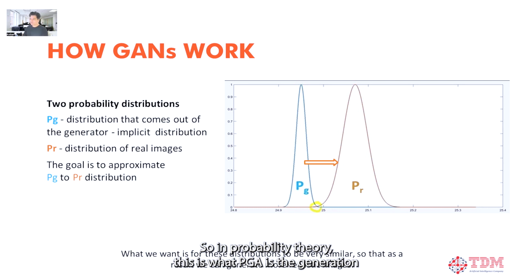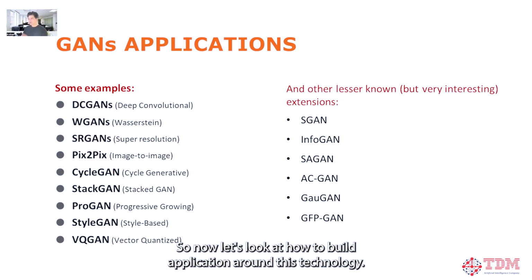So in probability theory, PG is the generated distribution, and PR is the distribution of the real image. The generator's goal is for PG to be very similar to the realistic image. So the generator will be able to mimic what the discriminator expects. The goal is to approximate the PG to the PR distribution. So now let's look at how to build applications around this technology.